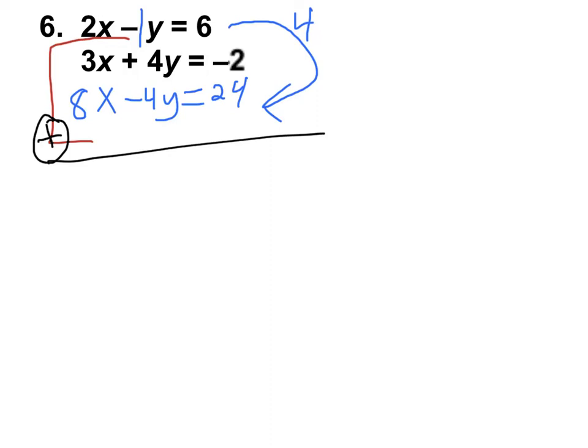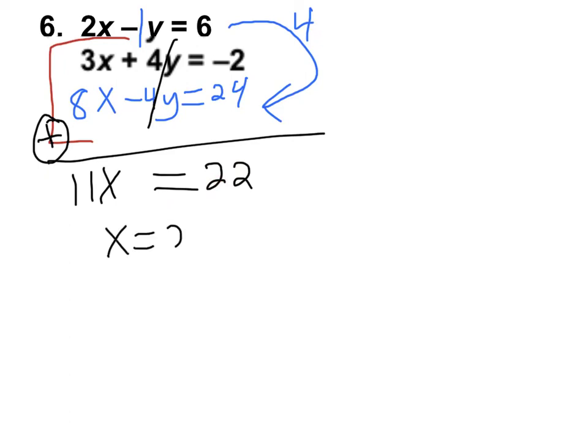Because what will happen is when I add them, the y's will go away. I'll also get 11x, and then negative 2 plus 24 is 22. So I come up with this rather simple equation, and I think, 11 times what number equals 22? X would have to be 2.